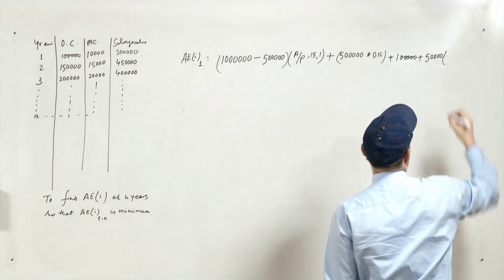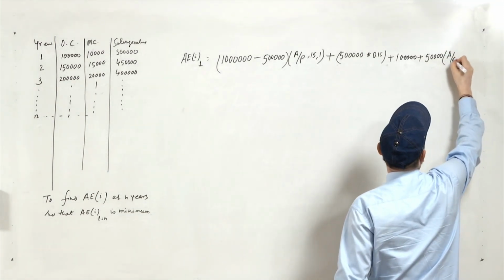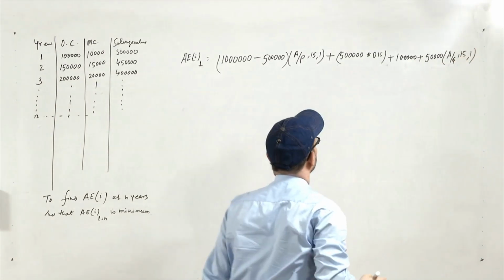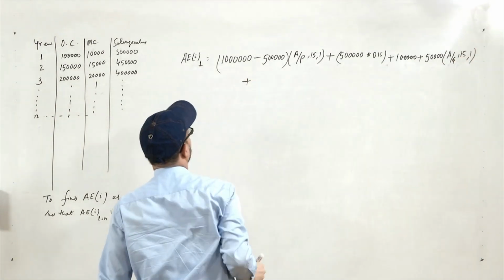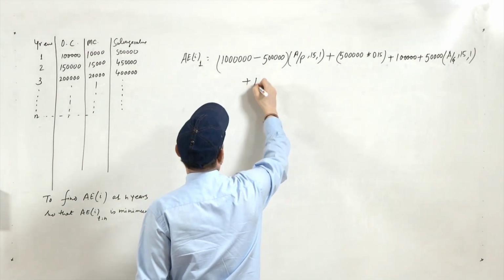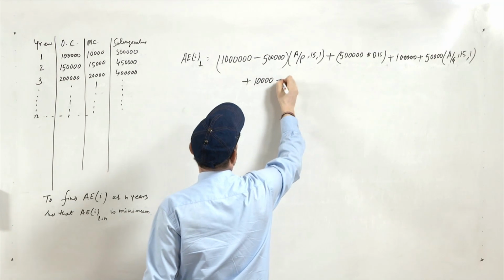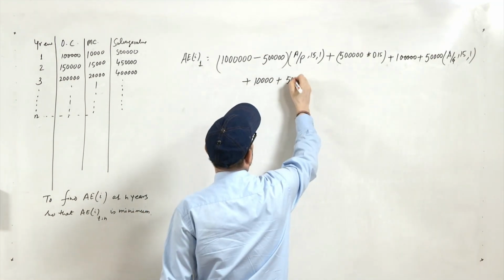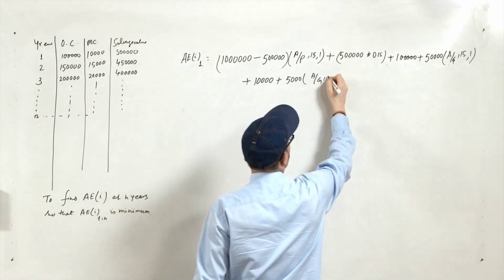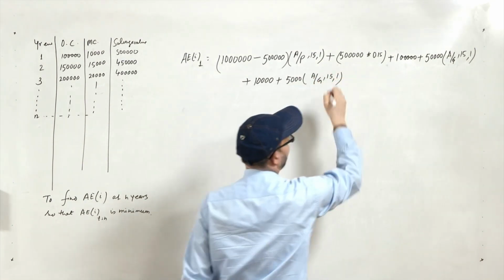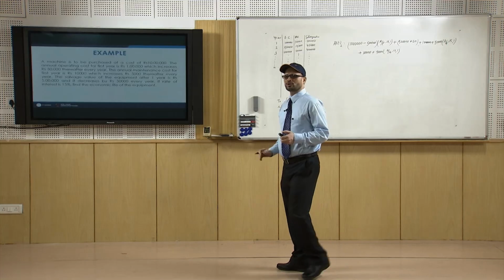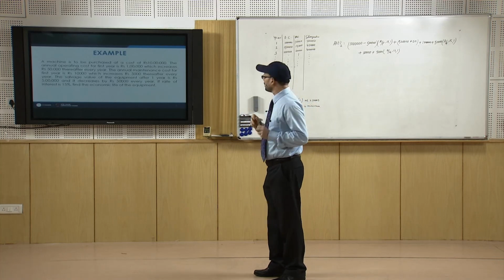So, this will be multiplied with A by G 15.1. Similarly, you have maintenance cost as 10,000 plus 5,000 A by G 15.1. So, this is your total annual cost.